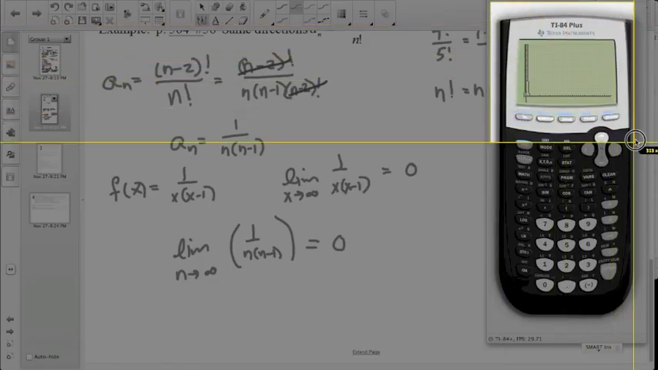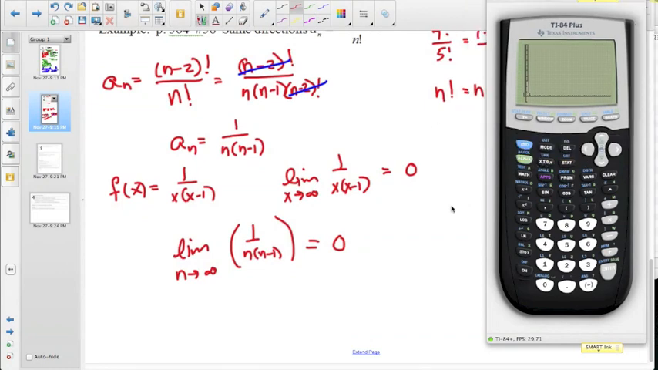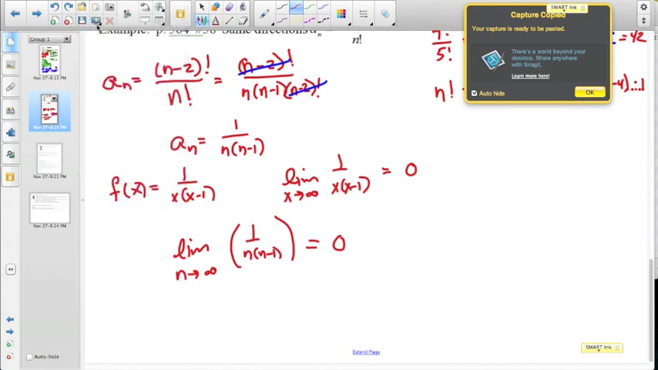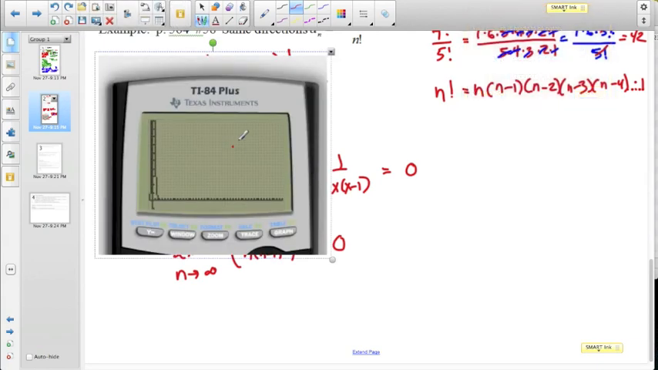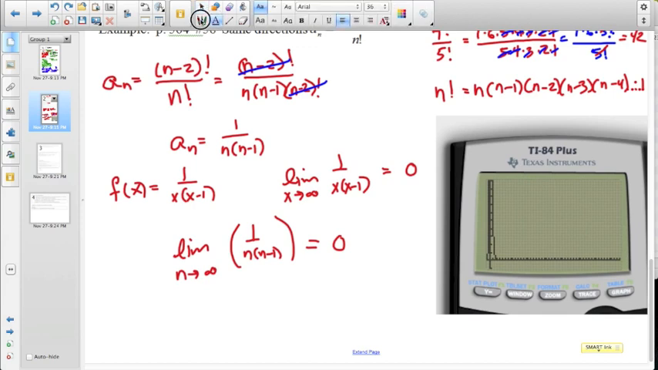So if we just capture that and paste that here, then we can see that this, if I can follow that along really quickly, here is the function for the positive domain. I'm kind of exaggerating it, but we see that it goes to this 0 line really fast. So we know that the limit then of that sequence is 0.